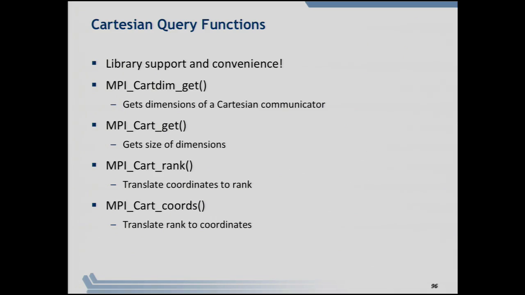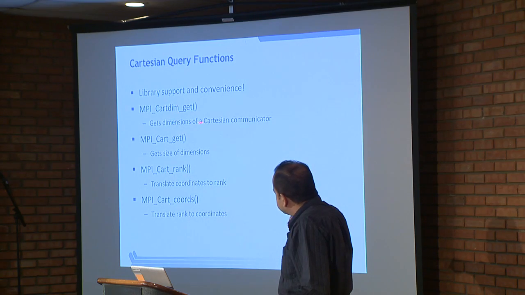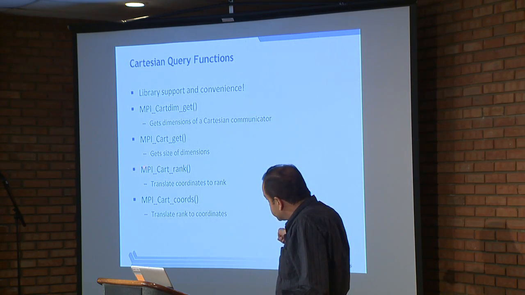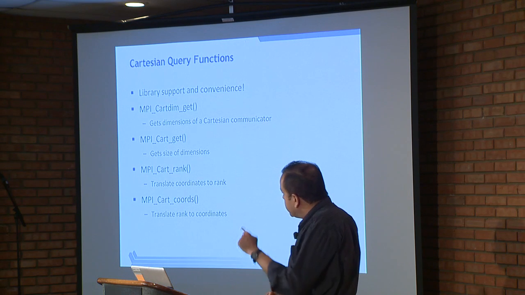That's one, and there are other convenience functions. So yeah, this is not a convenience, this is a query function. The convenience functions will come later. Suppose you're given a communicator with a topology attached to it, how do you know how many dimensions there were? This is more useful for libraries, I would say, because the user passes the communicator to the library. How does the library know what was attached to it? So you can get the dimensions of the Cartesian topology, the sizes, and these functions are useful in user code as well.